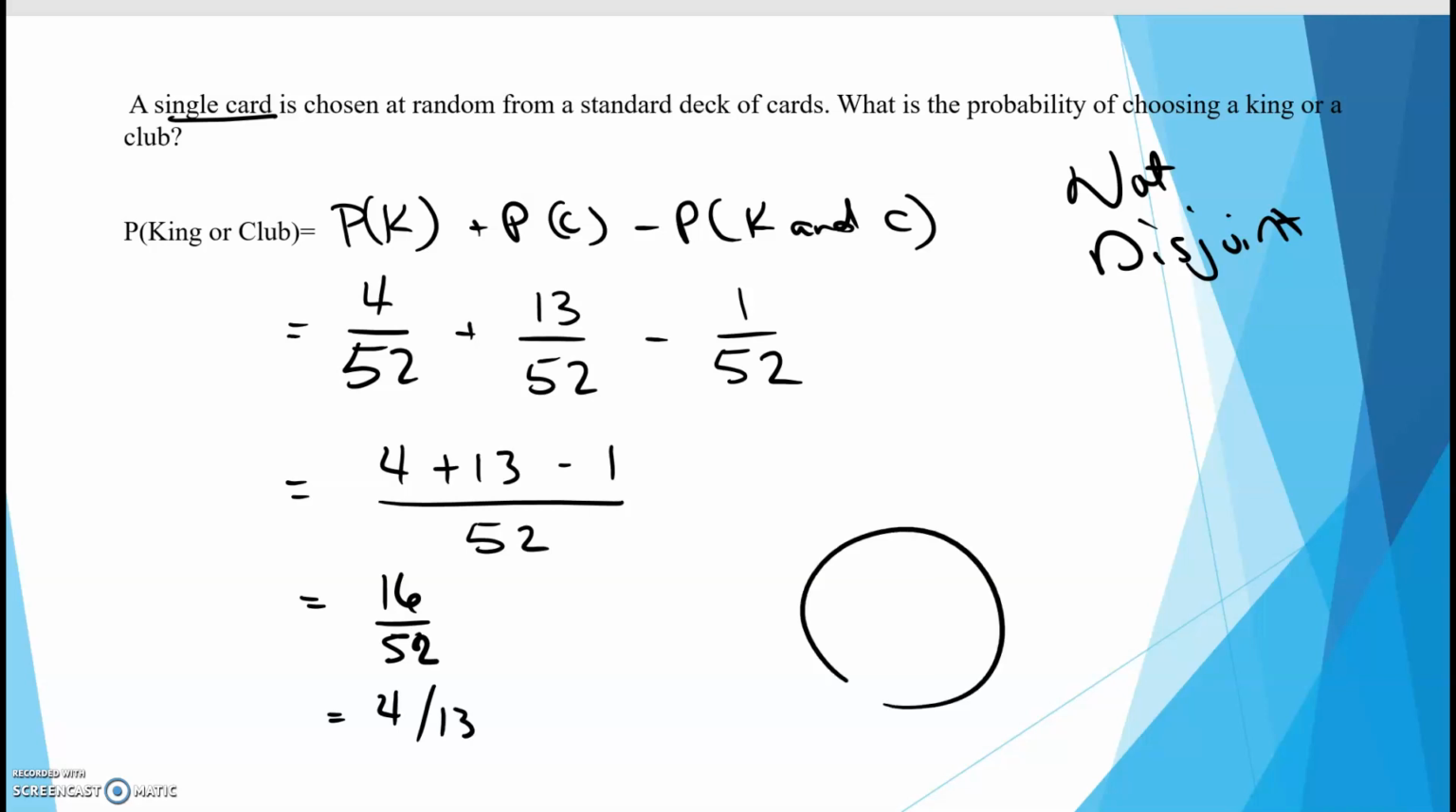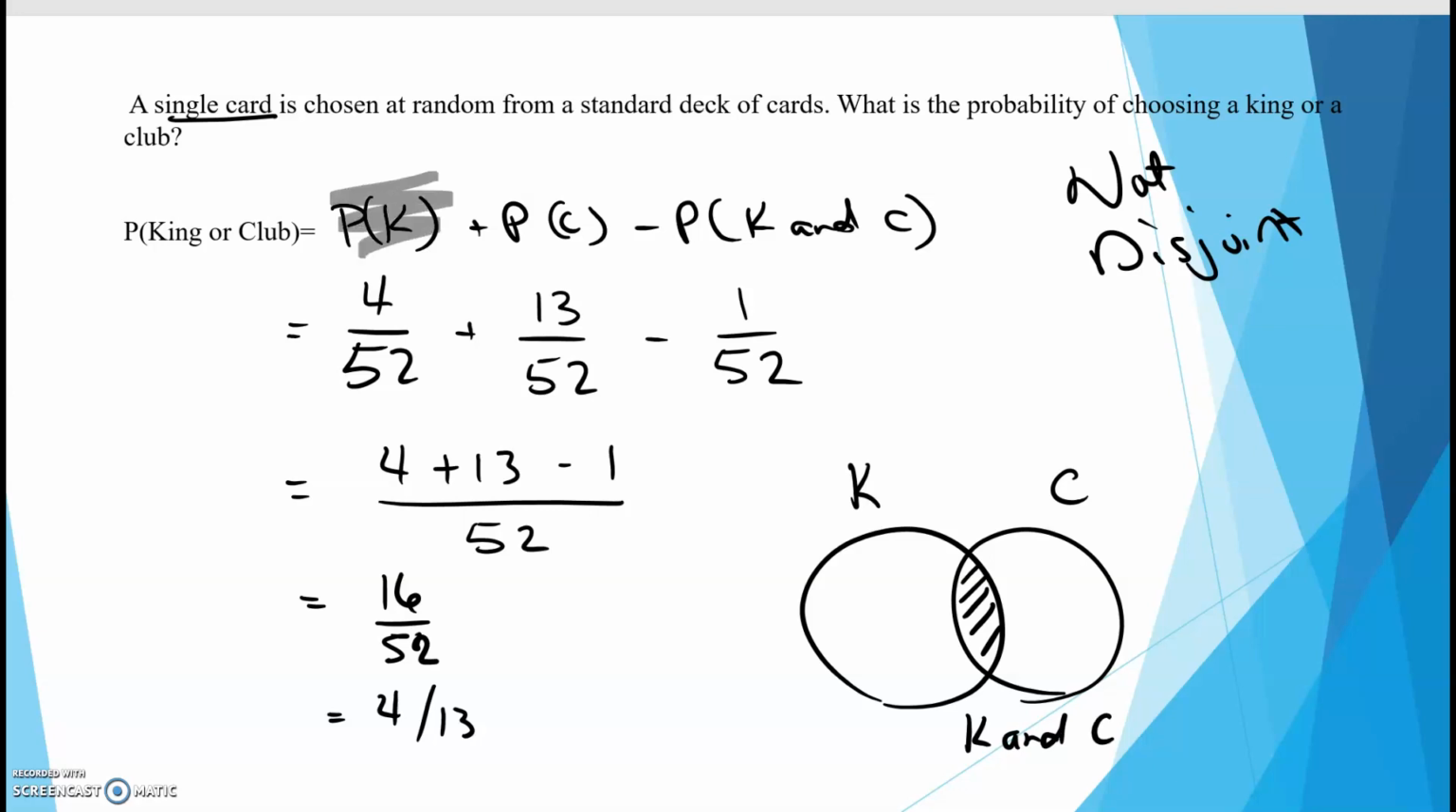Now what happened was, if this is my probability for king, and this is my probability for club, well, this right here is the probability for king and club. So for this right here, we looked at all of this.